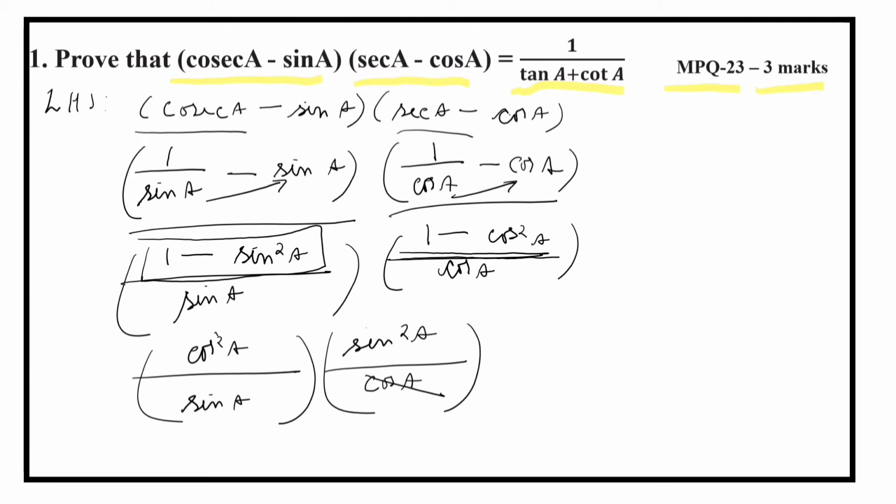Here one of the cos A can be cancelled, and here one of the sin A is cancelled. So LHS is equal to sin A into cos A. Let this be equation 1.